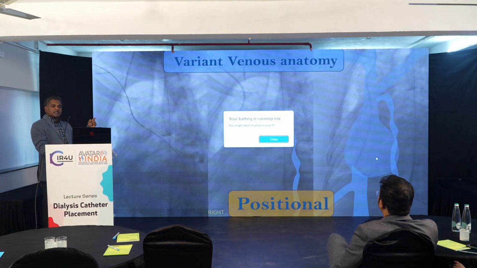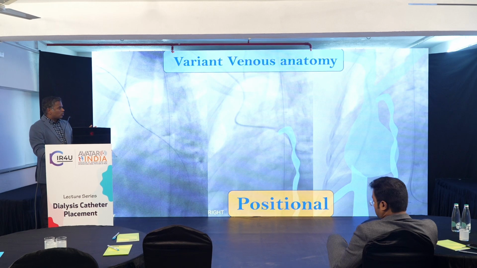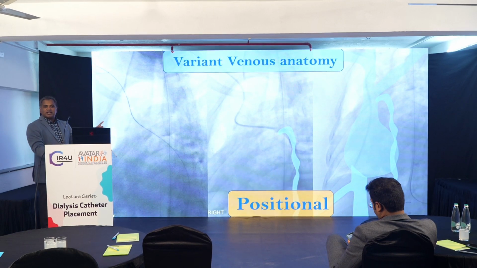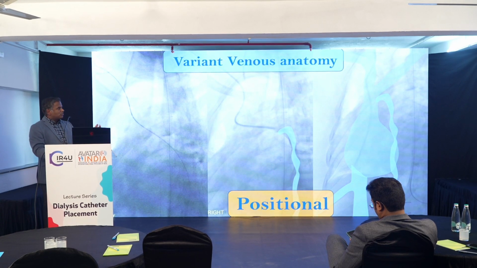But the way the catheter is flowing, you should be aware: is this just positional? On the second picture, you can see because of the position, the wire went into the azygos vein. This is again a collateral vein, but you should be aware of the direction of the wire.